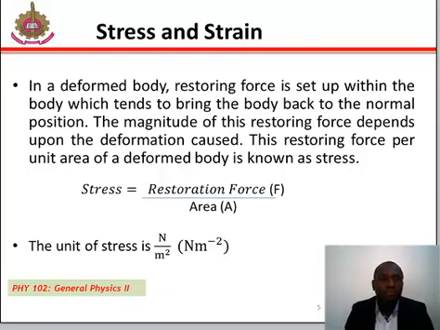Stress and strain. First, let's talk about stress. In a deformed body, a restoring force is set up within the body, which tends to bring the body back to its normal position. The magnitude of this restoring force depends upon the deformation that was caused when the force was applied. We calculate the stress of such a body by dividing the restoring force by the area. So the unit of stress is Newton per meter square.